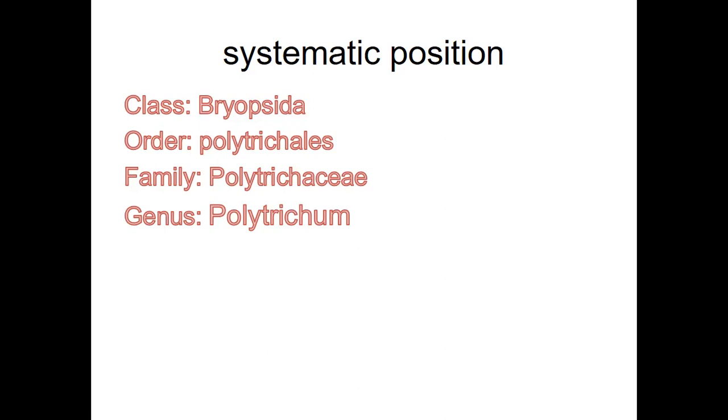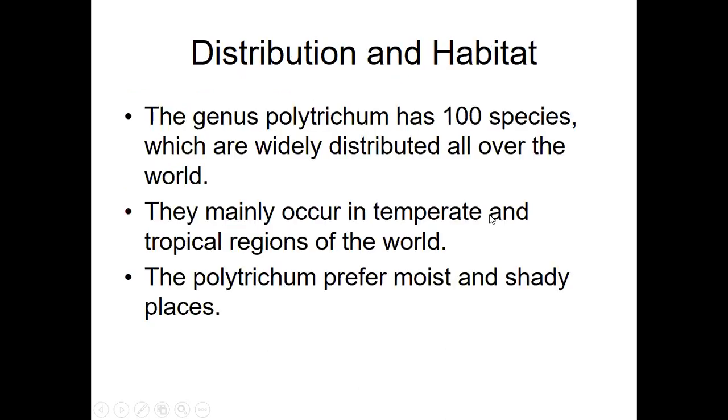They consist of small leaf-like structures, a stem-like structure, and root-like structures. We call them rhizoids, phylloid, and caulloid. They are not true stem, not true roots, but still they appear like that. Hence they are considered miniatures of the plant kingdom and are commonly called club mosses, or moss plant. Polytrichum is included under the order Polytrichales, family Polytrichaceae, and the genus Polytrichum.